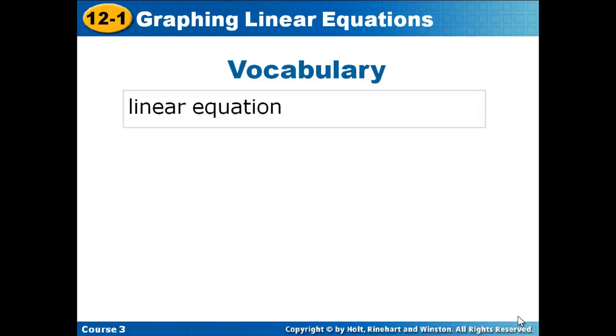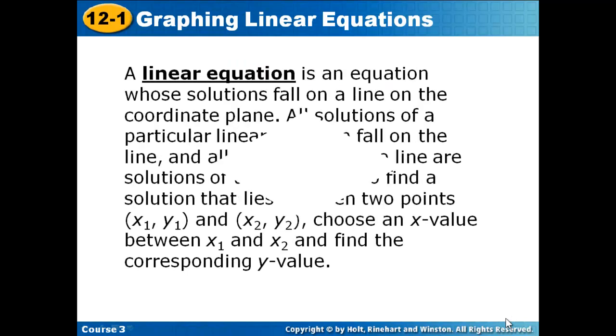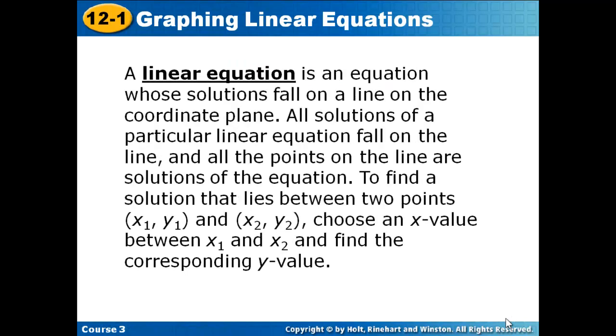New vocabulary: linear equation. What is a linear equation? A linear equation is an equation whose solutions fall on a line on the coordinate plane. All solutions of a particular linear equation fall on the line, and all the points on the line are solutions of the equation. To find a solution that lies between 2 points, we will choose an x value between x1 and x2 and find the corresponding y value.